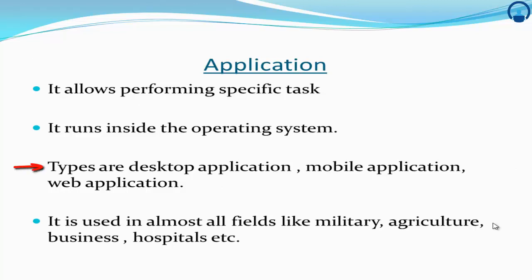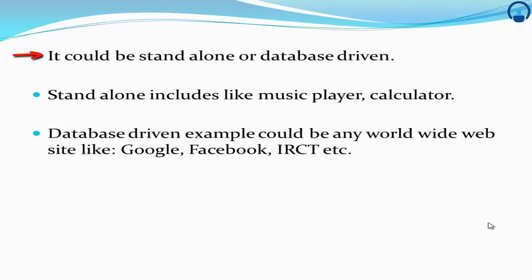There are different types of applications which we come across more often. That is desktop application, mobile application, web application. A desktop application could be like a music player. For mobile applications, we most often use apps like WhatsApp. A web application could be the most famous Facebook and Google, as I said earlier. It has a very wide aspect. It is used in almost all fields like military, agriculture, business, hospital, etc. It can be standalone or database driven.